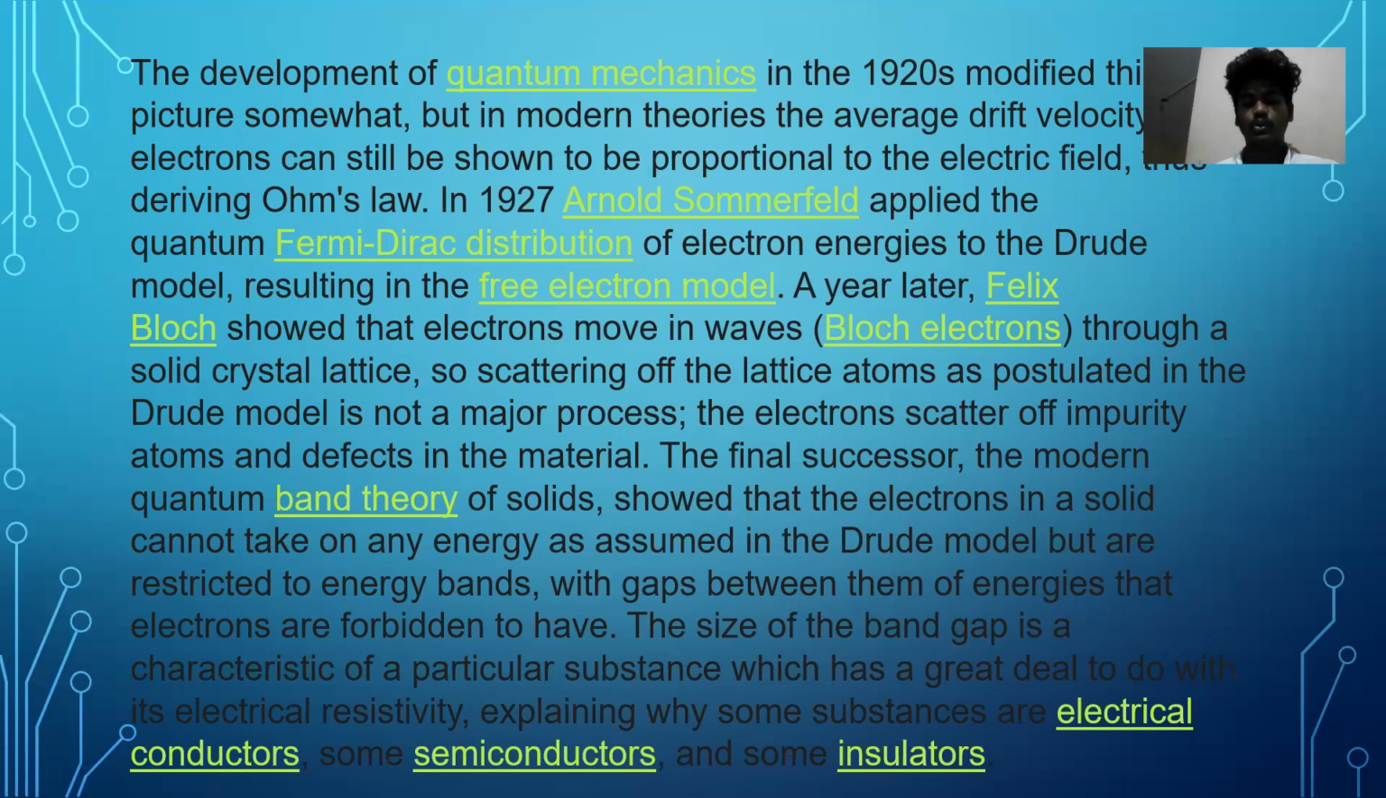The final successor, the modern quantum band theory of solids, has shown that the electrons in a solid cannot take any energy as assumed in the Drude model, but are restricted to energy bands, with gaps between them of energies the electrons cannot have. The size of the band gap is characteristic of the particular substance, which has much to do with its electrical resistivity, explaining why some substances are electrical conductors, some semiconductors, and some insulators.